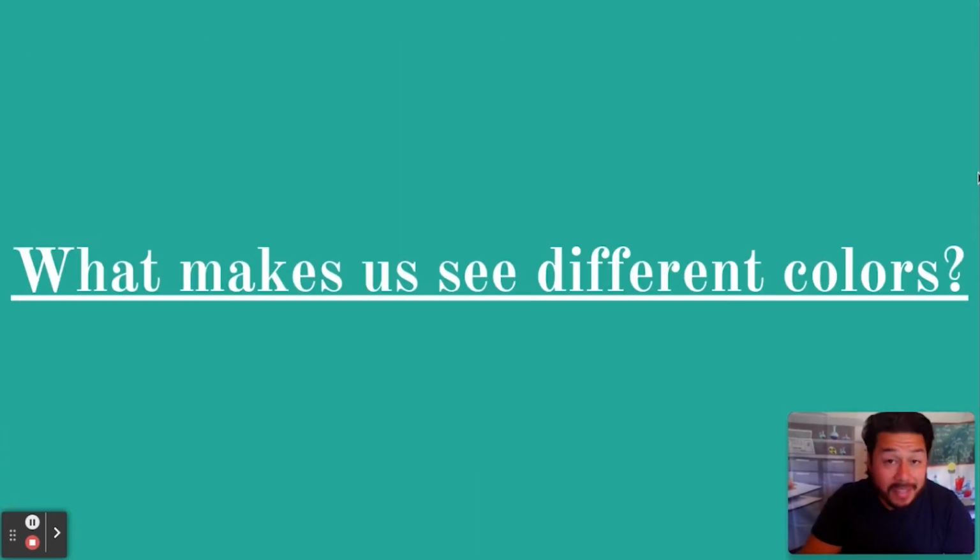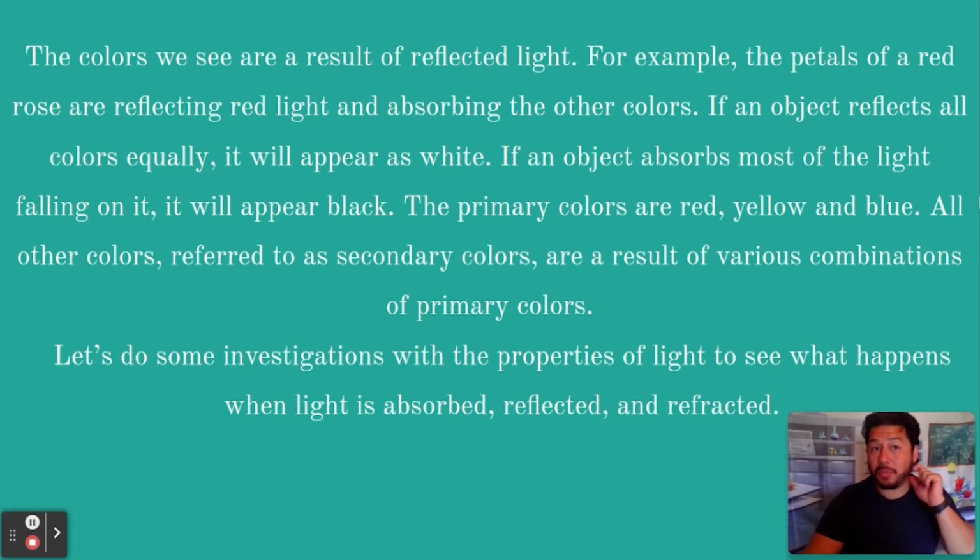What makes us see different colors? Well, the colors we see are a result of reflected light. For example, the petals of a red rose are reflecting red light and absorbing all the other colors. If an object reflects all colors equally, it will appear as white. If an object absorbs most of the light falling on it, it will appear black. The primary colors are red, yellow, and blue. All other colors, referred to as secondary colors, are a result of various combinations of primary colors.